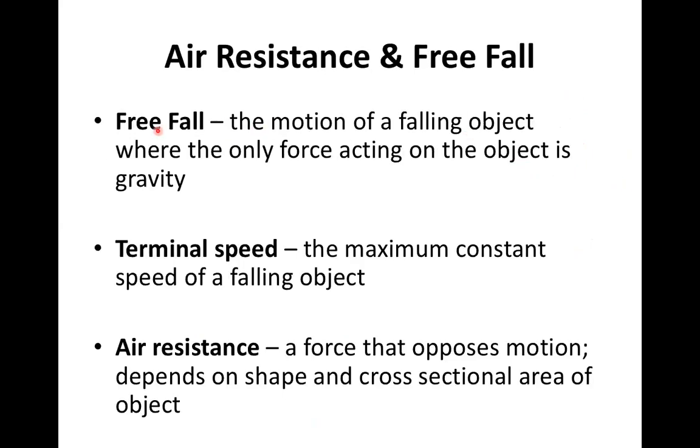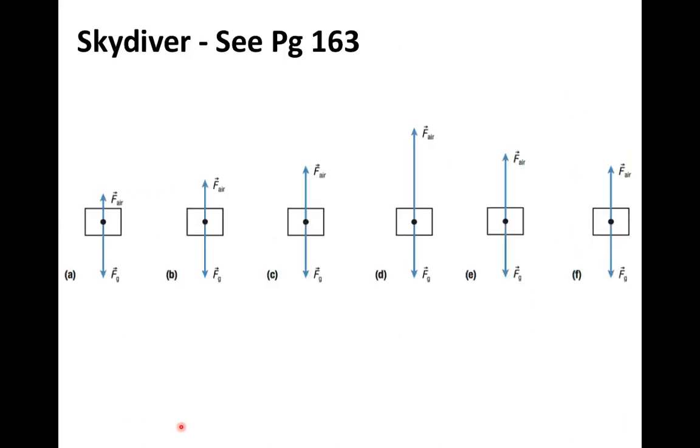Just to recall, free fall is the motion of a falling object where the only force acting on that object is gravity. Terminal speed is the maximum constant speed of a falling object. Air resistance is a force that opposes motion, and it depends on the shape and cross-sectional area of the object.